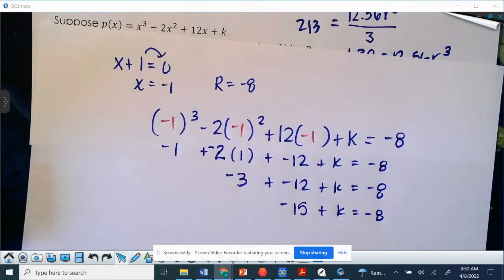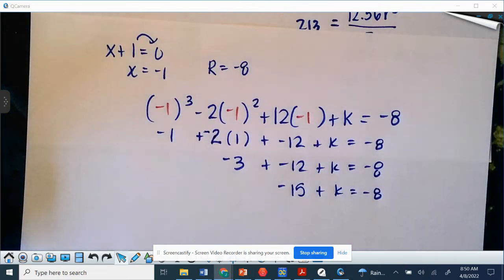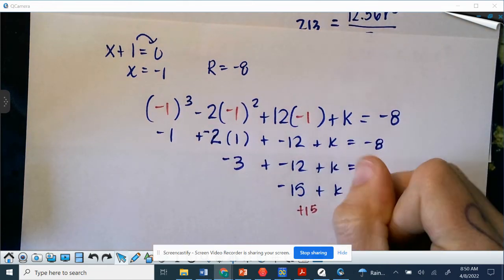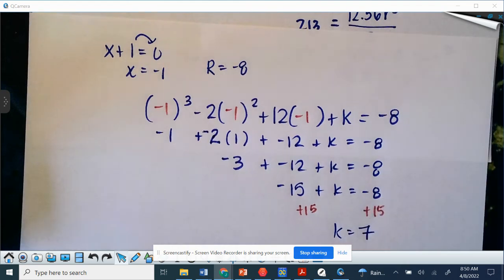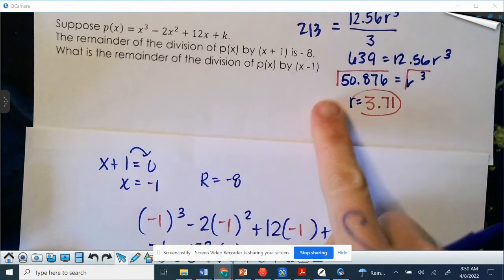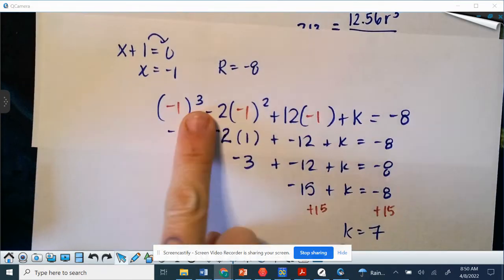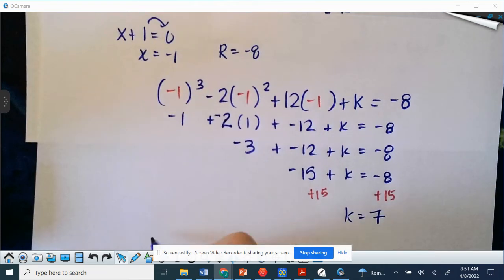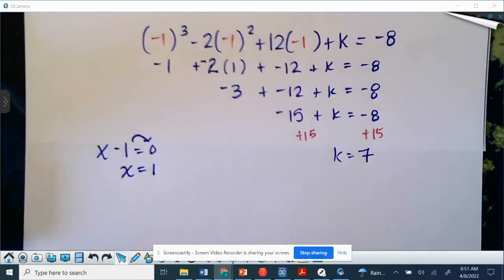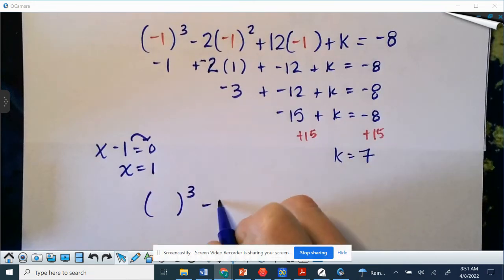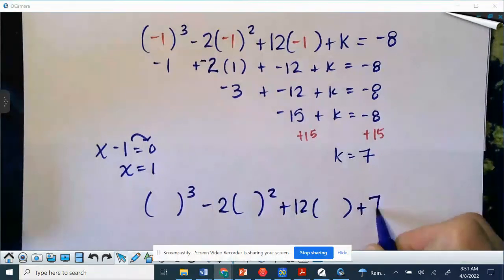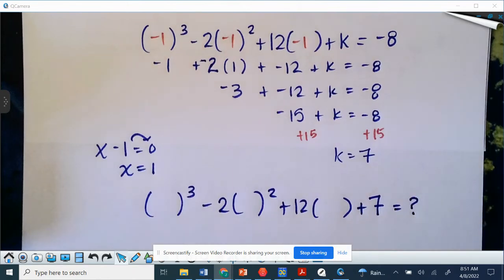But don't you see where all the numbers come from? k is not -8, so I'm going to add 15 to both sides. So k equals 7. Now that we know what k is, the second part of the question asks for the remainder of the division of p of x by x minus 1. We're going to use the same equation, except now I have a k value. This time x minus 1 equals 0, so x equals 1. It was x cubed minus 2 times x squared plus 12 times x plus k, which we just found is 7. We don't know what our remainder is, so that's what we're solving for.